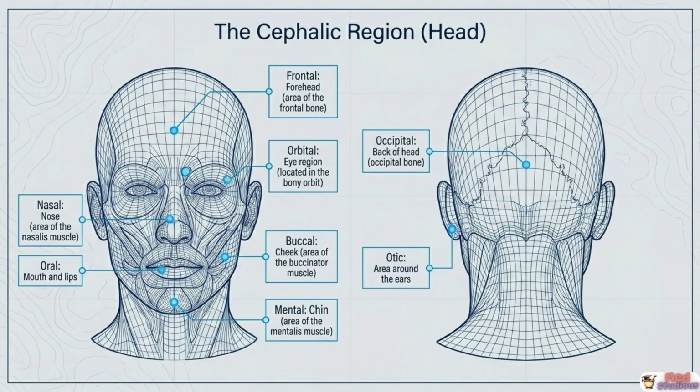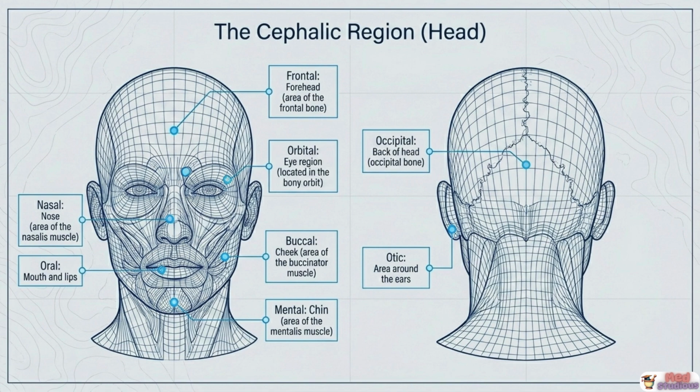We begin the axial tour at the most superior region of the human body, the cephalic region, meaning the head. The cephalic region is itself subdivided into numerous named subregions, each corresponding to a specific bone, muscle, or anatomical feature of the face and skull. On the anterior face, we recognize 8 key regions.